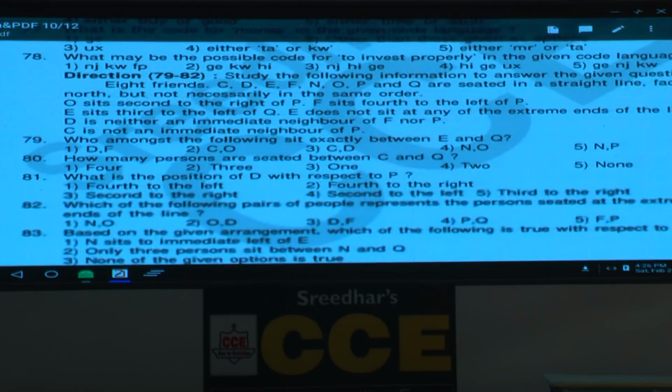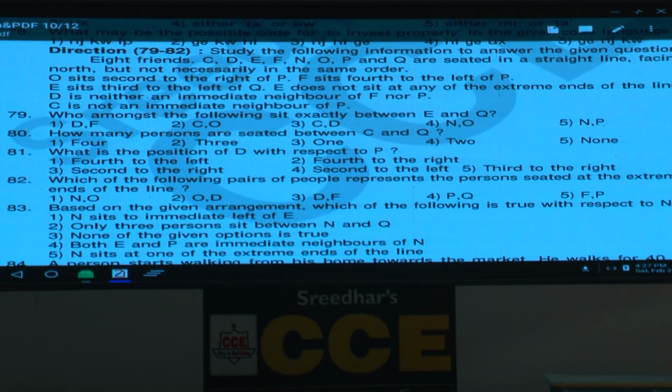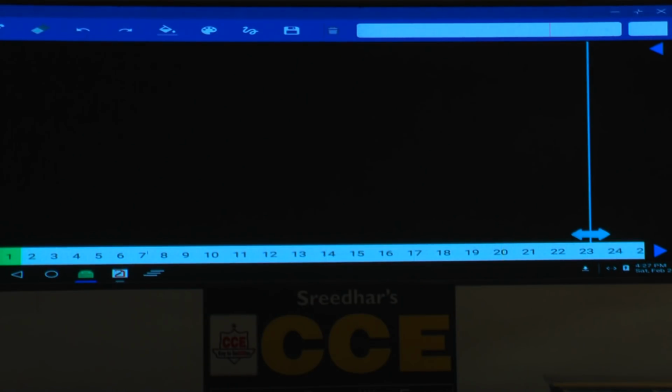Now 79 to 82, 8 friends C, D, E, F, N, O, P and Q are seated in a straight line facing north but not necessarily in the same order. 8 persons are seated in a row facing towards north is clearly given. Now we need to identify the order in which these 8 persons were seated. Positions 1, 2, 3, 4, 5, 6, 7, 8.